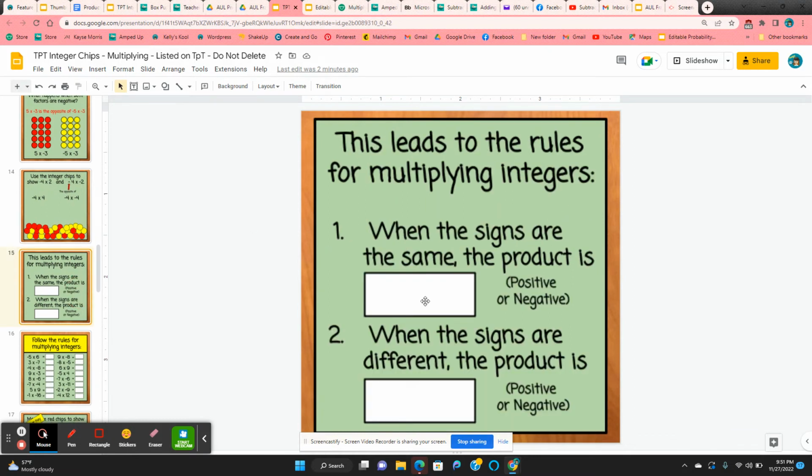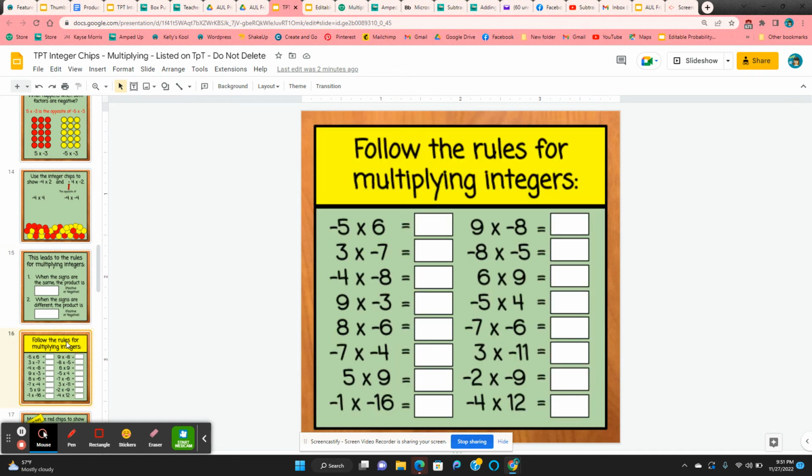And then they have a sentence frame here. They have to type in either positive or negative. So they just need to go back and look at the slides. What happened when the signs were the same? What was the product, positive or negative? And what happened when the signs were different? Was the product positive or negative? And then following those rules, they're going to complete all of these problems.